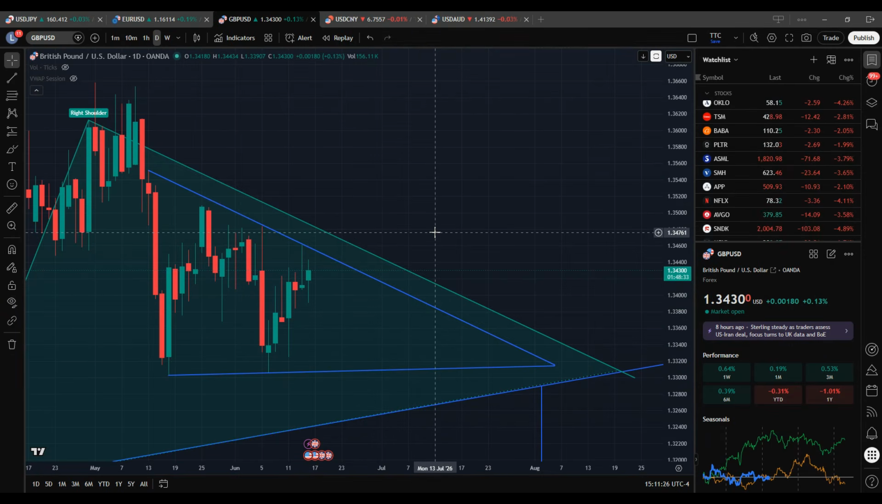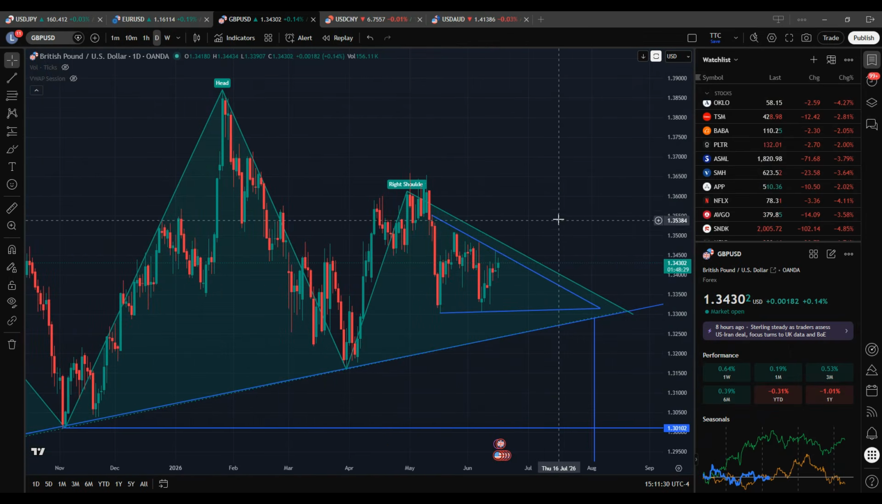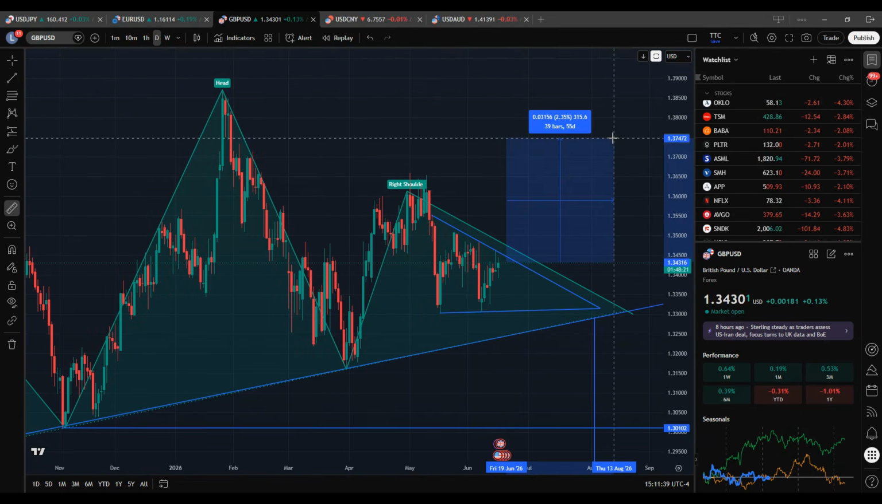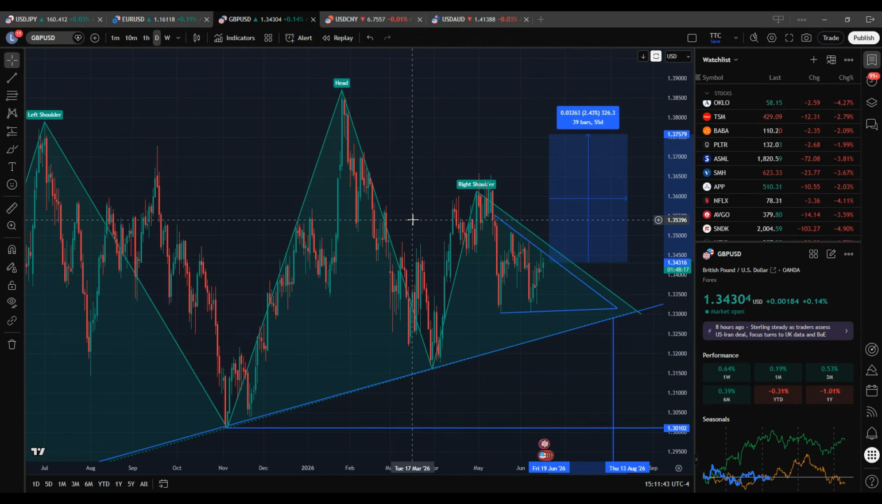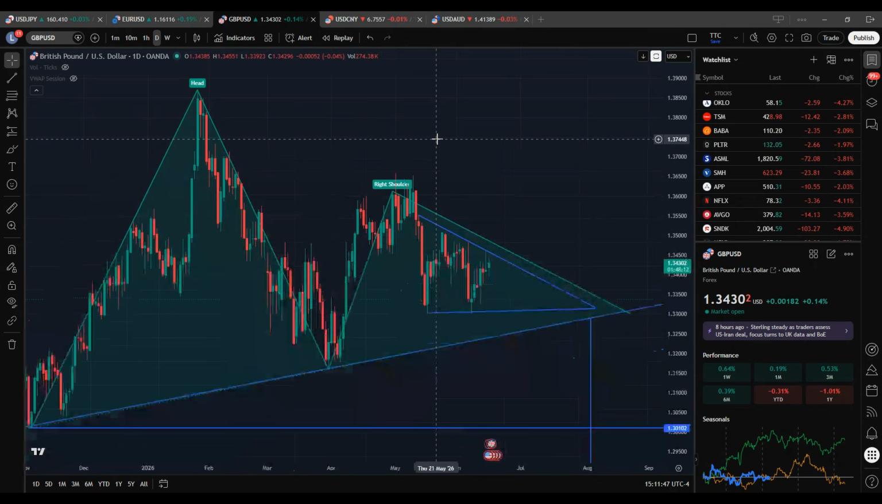Now, it doesn't mean that the head and shoulders pattern is negated, because what do we know? The head and shoulders pattern is only negated when this right shoulder goes above the head. So you could easily see another move higher, maybe 2%, and have this overall pattern still stay intact. But this is certainly something to watch, right?